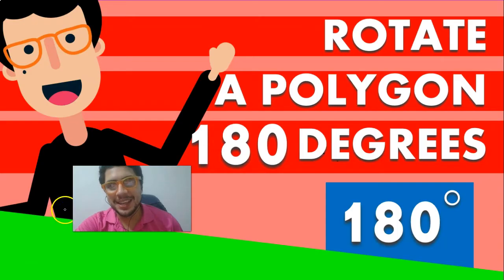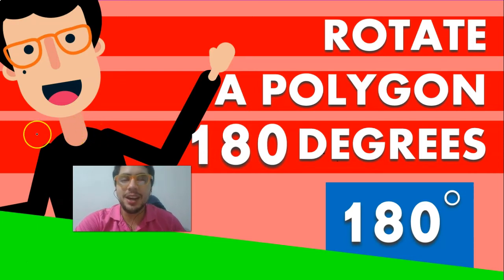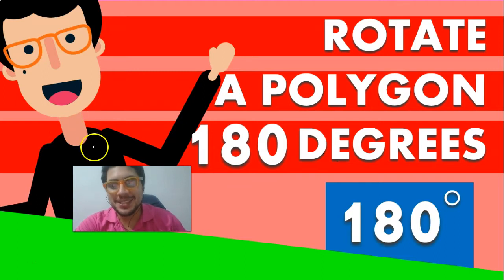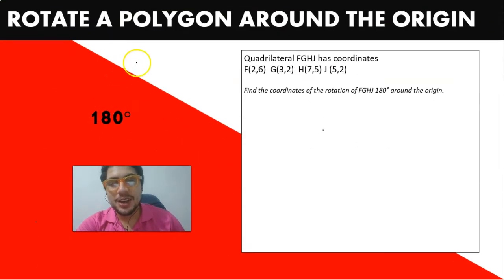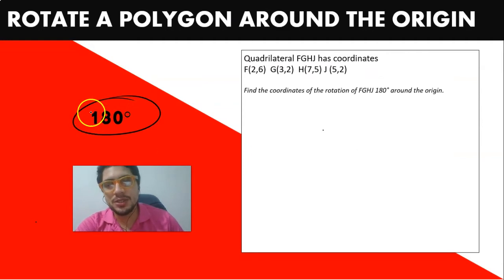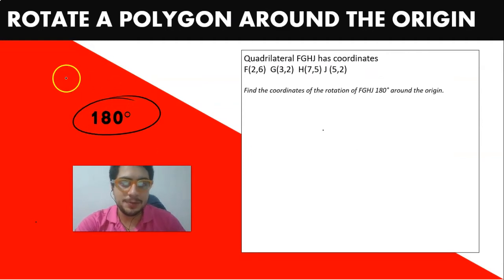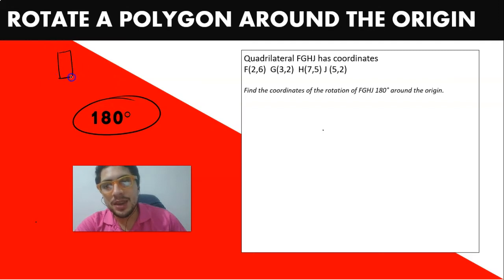Oh Math Gad guys, welcome to today's video in which we're going to be learning how to rotate a polygon 180 degrees around the origin. Okay guys, so let's begin. So now guys, in today's video we're actually going to be learning how to rotate a polygon around the origin 180 degrees, right? So let's say we have a polygon, right?